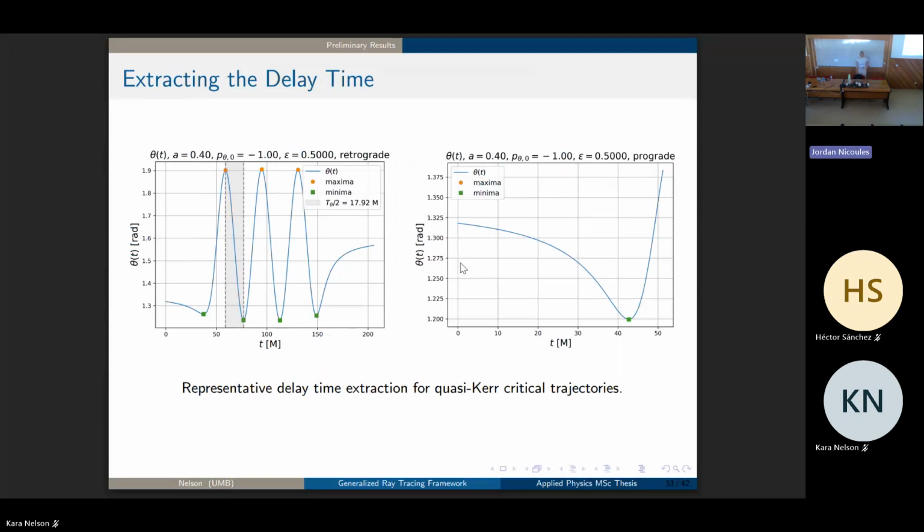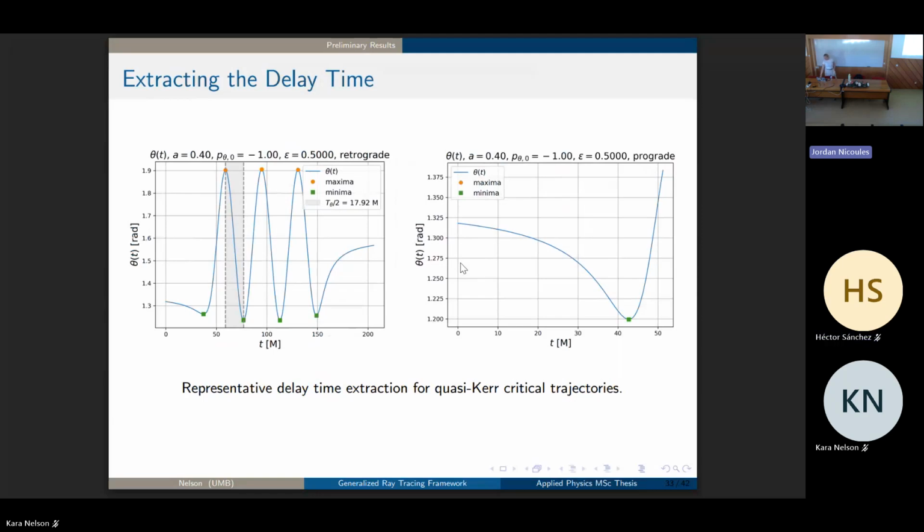Some of the critical trajectories do have nice values. Sorry, can you repeat the last thing? Yeah, so the delay time is defined as subsequent photons that reach the same point in the half polar orbit. This plot on the right has no matching extrema, so maybe there's no higher order image. So again, something that we need to think about a little bit more.